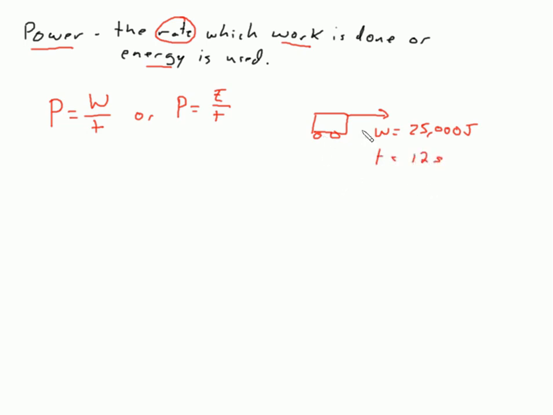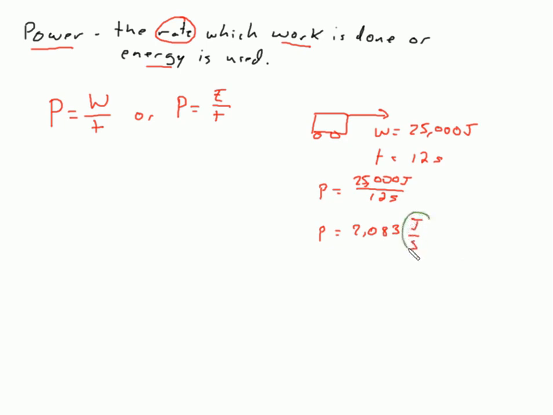If you want to find the power that the person had in doing this work, you simply plug this into our equation: 25,000 joules, divided by the time, 12 seconds. So that'll give us a power of about 2,083 joules per second. So we have our power of 2,083 joules per second.